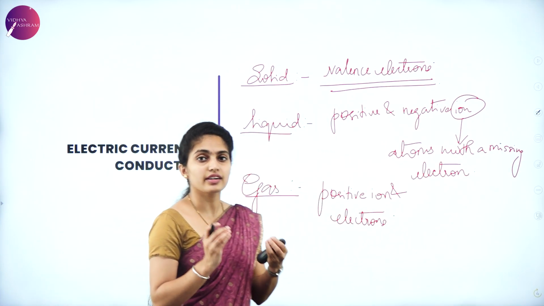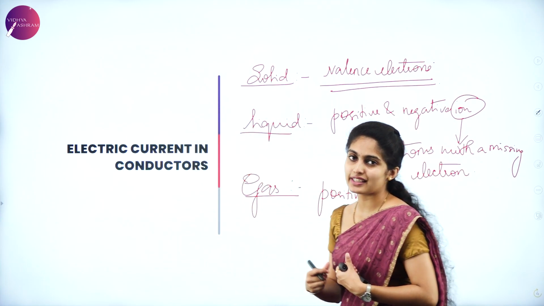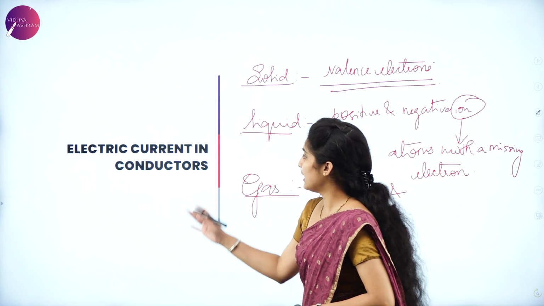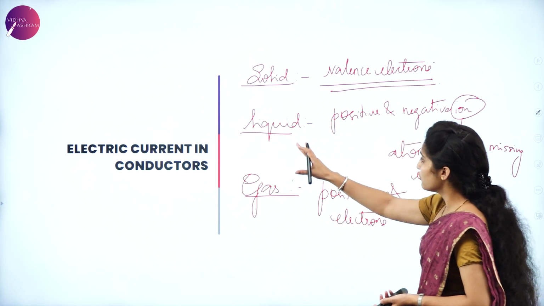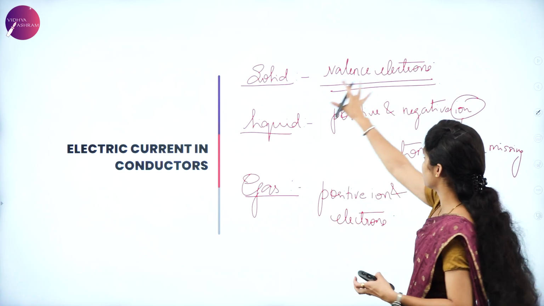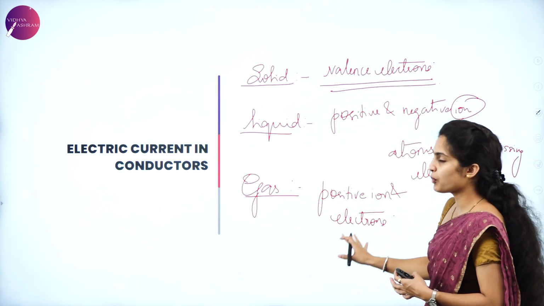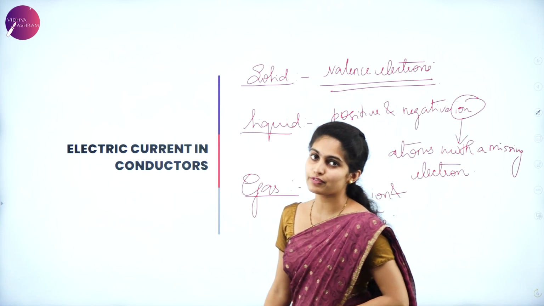So these are the conducting particles in case of the three states of matter: solid, liquid as well as gases. So how is the electric current produced in conductors? Because of the valence electrons in solids, positive and negative ions in liquids, and positive ions and electrons in case of gases.